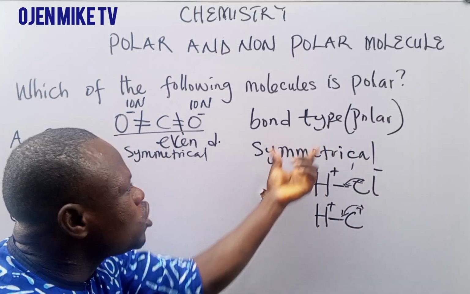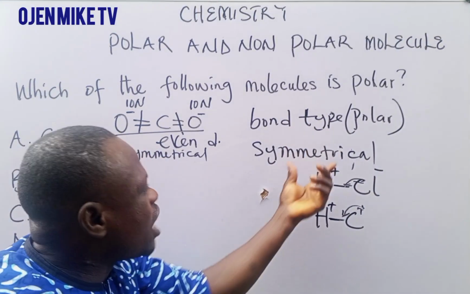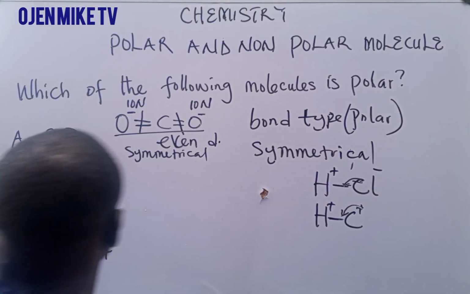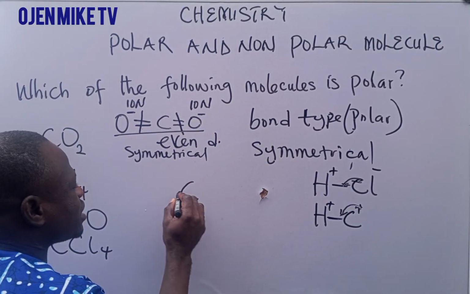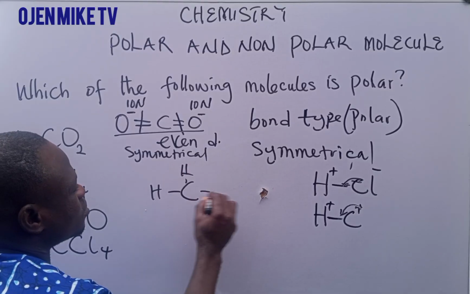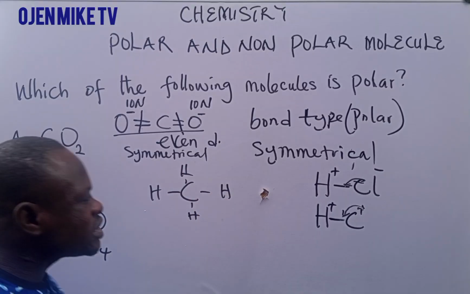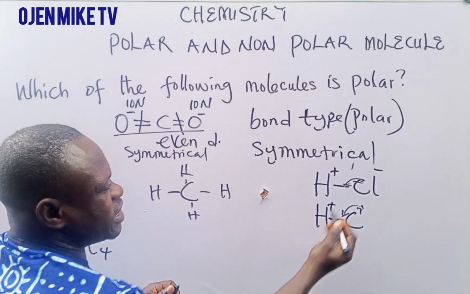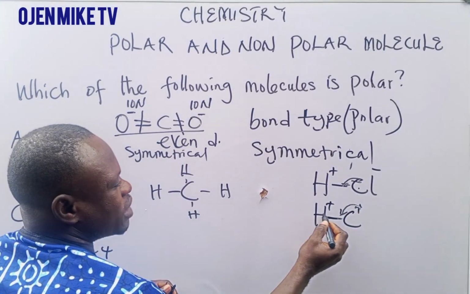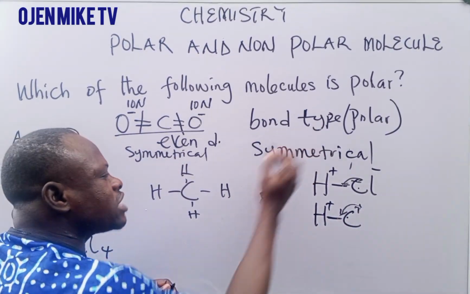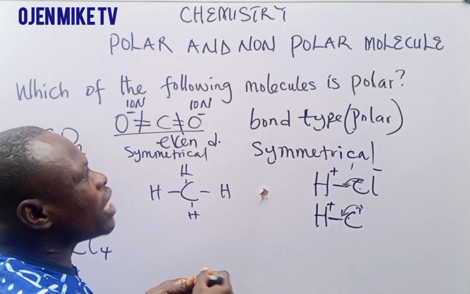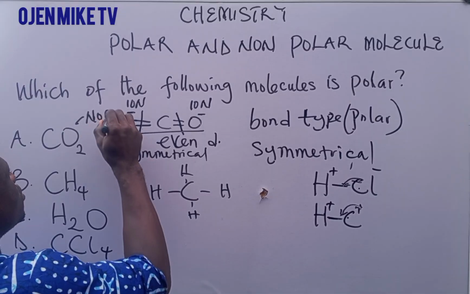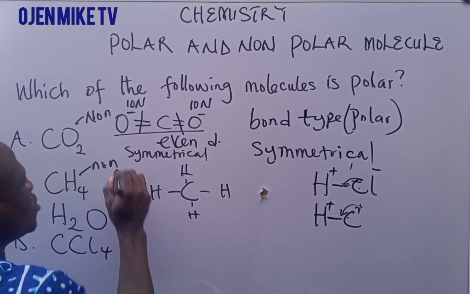If the bond is polar, now go to the second one, which is symmetrical. Now let's go to methane. If you look at the structure of methane, it is like this. The bond type, is it polar? The bond type is non-polar. Like I said, we have carbon and hydrogen, and the bond type is non-polar. So since it is non-polar, this chain is non-polar.